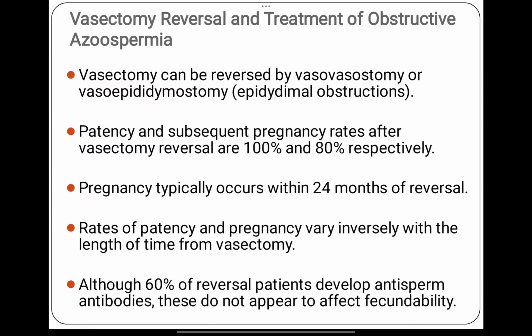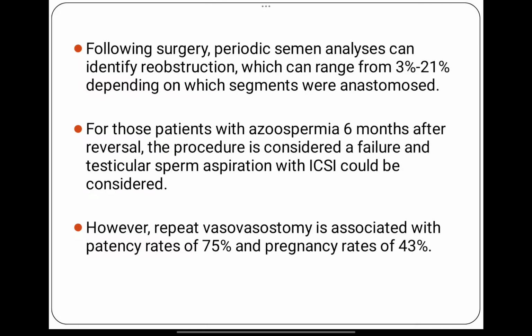Pregnancy usually occurs within 24 months, meaning it takes 2 years for pregnancy to occur after reversal. Rates of patency and pregnancy vary inversely with the length of time from vasectomy. So if there is a duration of 5 years post vasectomy versus 3 years after vasectomy, then the pregnancy chances are more in the case of a 3-year duration, not 5 years. Although in 60% of patients after reversal, anti-sperm antibodies can develop, they do not appear to affect fecundability.